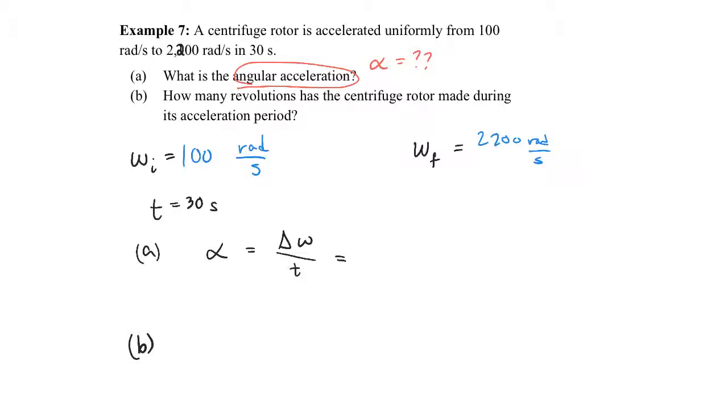70, yeah. Good. And units for alpha? Good. Just like meters per second squared, it's radians now per second squared.